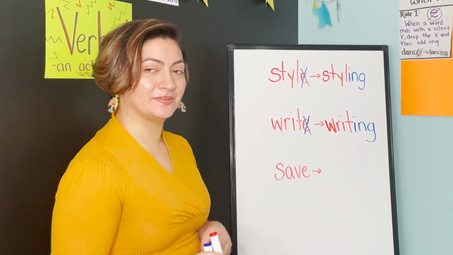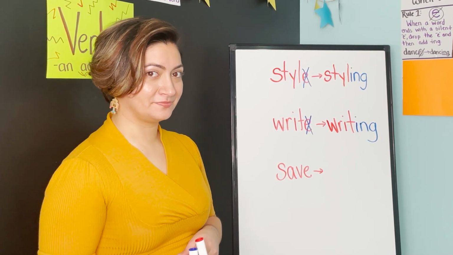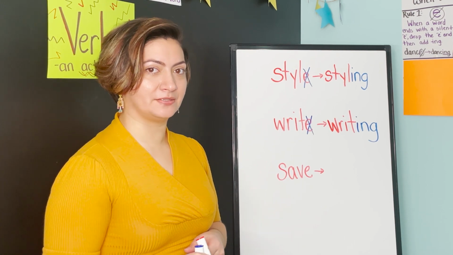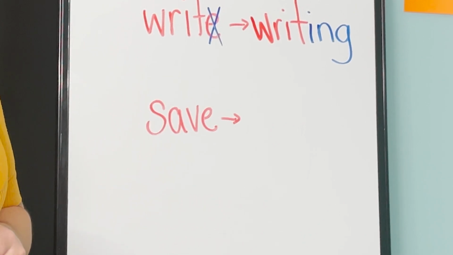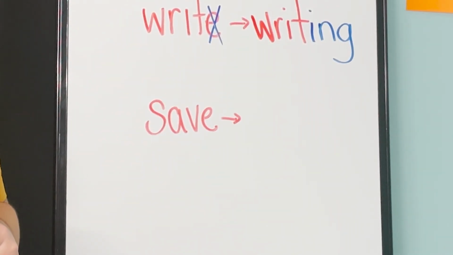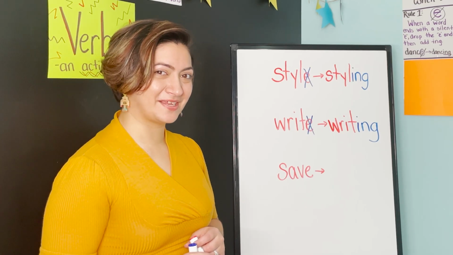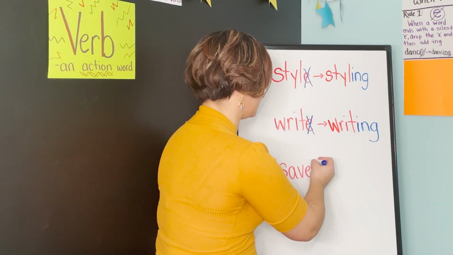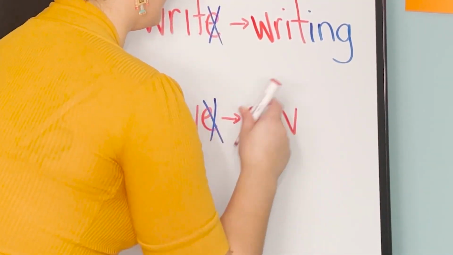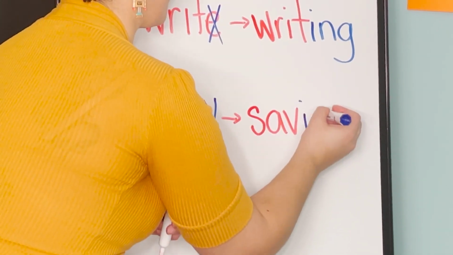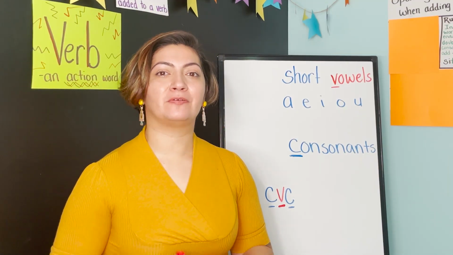All right, let's try another one. The word is save. I need to save my work on the computer. Go ahead and change that word to saving. I am saving my work on the computer. Great work. Let's check it. Hopefully you took away the E, and then you did S-A-V-I-N-G. Saving.